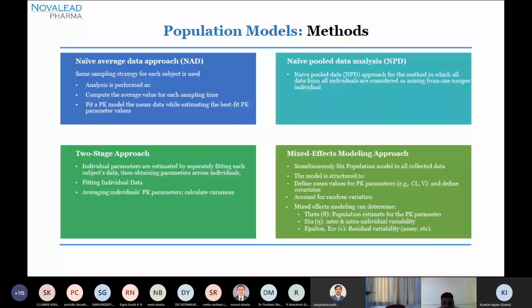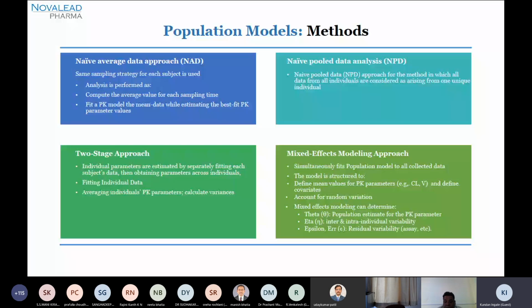Now here one assumption is that all the individuals utilized as a population in this study would cover the entire diversity. This is the assumption over here. So this method may have certain limitations. Then the next method is naive pooled data analysis, where the data from all the individuals is assumed to be coming from a single individual, and then it is mapped to the population. Again, pooling itself may have certain disadvantages, and that's where this method may also have certain limitations.